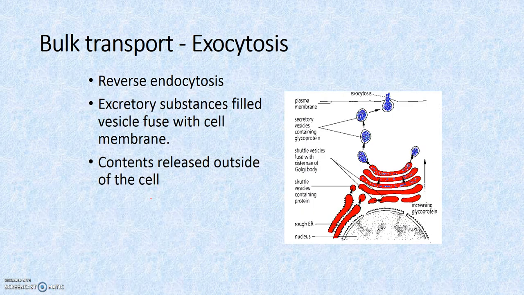So this is exocytosis. Exocytosis is the reverse of endocytosis, you are trying to get something out of the cell. In that case, these vesicles are going to fuse with the cell membrane and release the substances outside. This is how secretion takes place. This is how neurotransmitters are released.